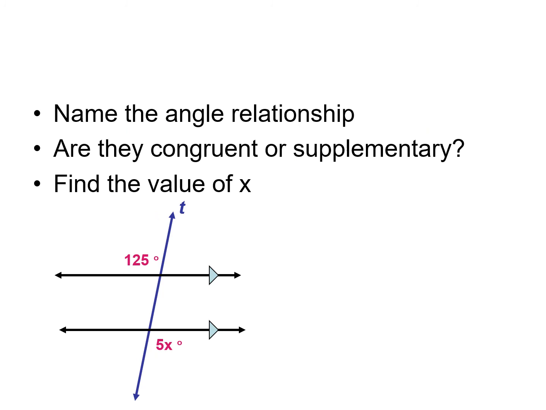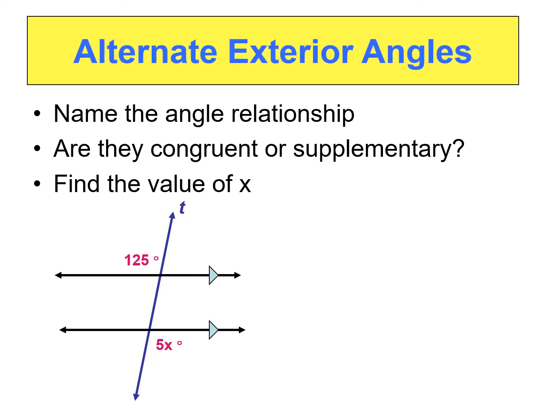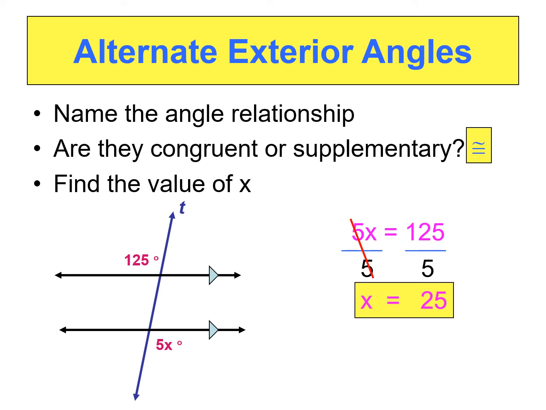Name the angle relationship. Are they congruent or supplementary? Find the value of x. So let us start from the first. Name the angle relationship. 5x degrees and 125. What is the angle relationship? Yes, it is alternate exterior angles. So are they congruent? Yes, they are congruent. That means both angles are equal to each other. So obviously 5x is equal to 125. When we divide both sides by 5, we get the value of x to be 25 degrees.